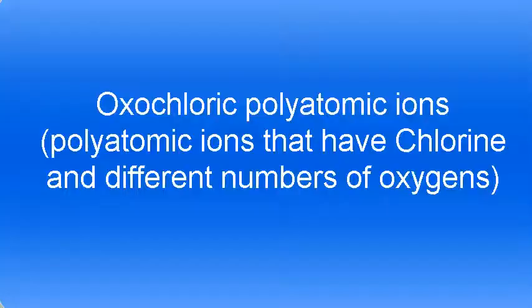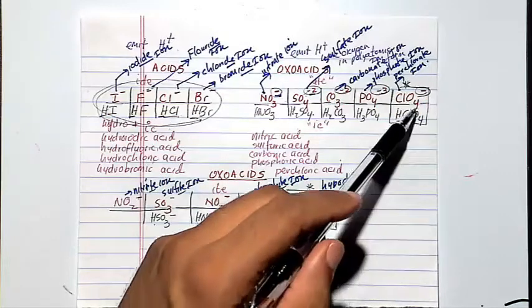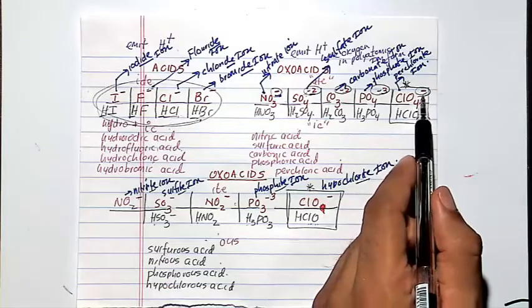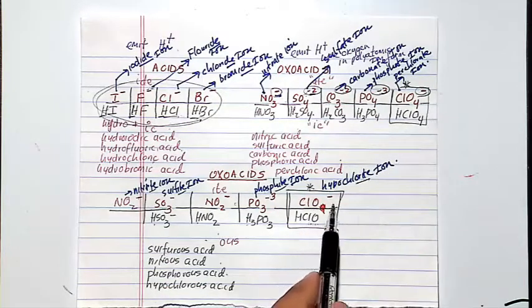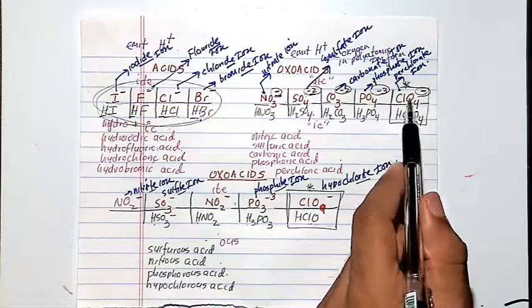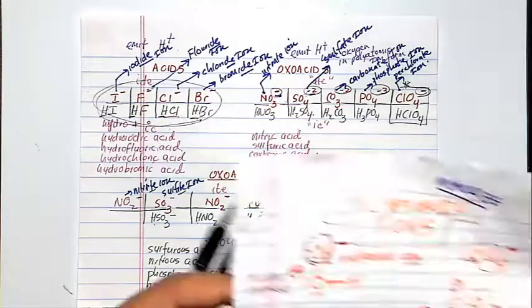So, there are some polyatomic ions that have differing degrees of oxygens. They're still oxo acids, but they have different amounts of oxygen. You notice here you have ClO4 minus. Here you have ClO minus. So it's still a minus charge, and this is still a covalent compound. In fact, I drew the structure of ClO4 minus here.